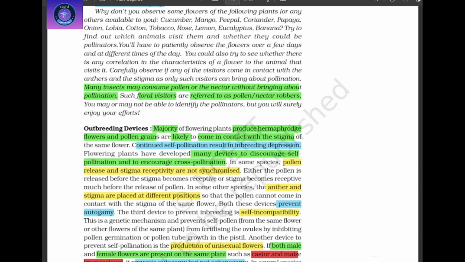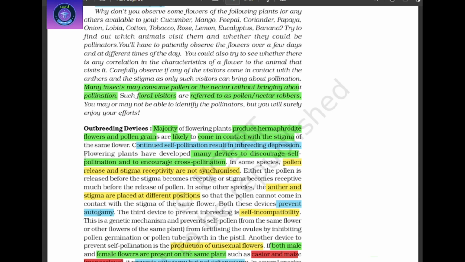The majority of flowering plants produce hermaphrodite flowers, and pollen grains are likely to come in contact with the stigma of the same flower. Now what is being told? Hermaphrodite means bisexual flower. Many of the flowering plants are bisexual only. So a lot of chances are possible that they do self-pollination only. So in order to prevent this, certain outbreeding devices are created.